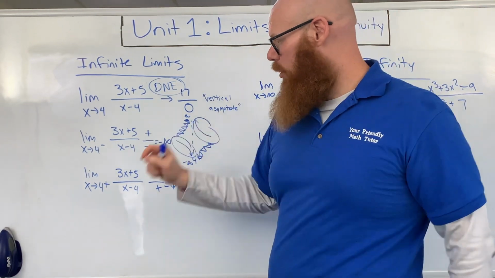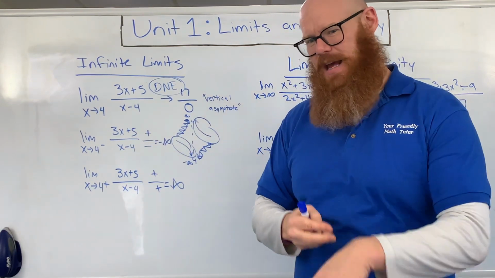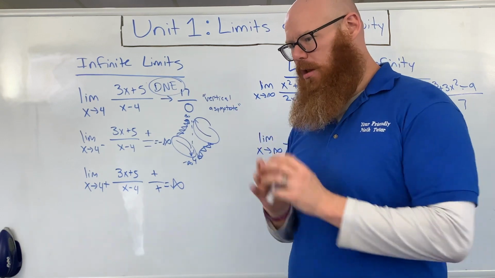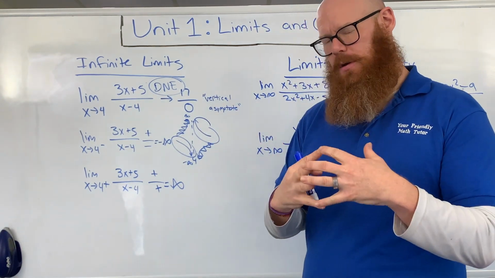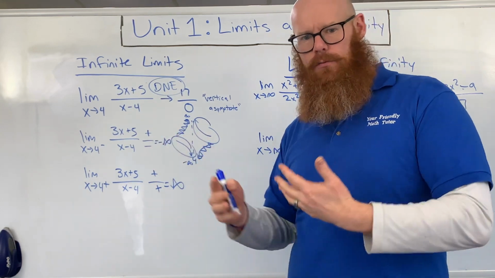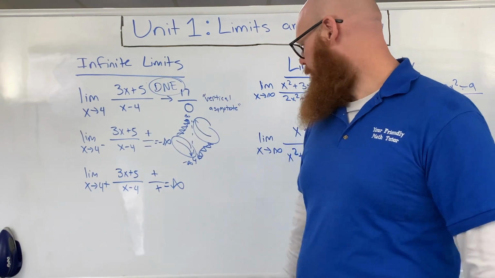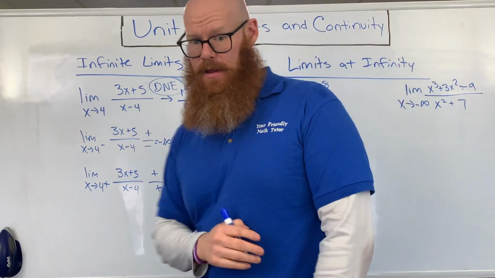So I am going to just choose a sign analysis approach where I'm just saying, all right, a number just a little bit to the left or just a little bit to the right, is it going to produce a positive or a negative? And again, we know all of our positive and negative rules as far as division and multiplication, so we can do that pretty easily. All right, so that's infinite limits.